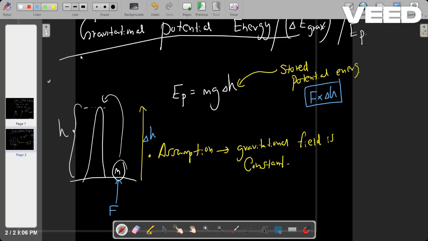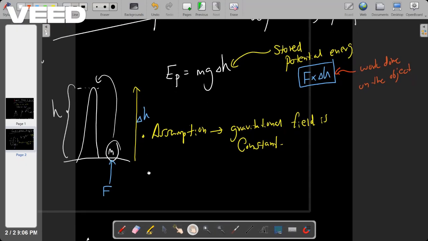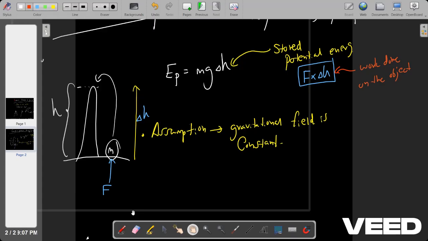So these are different interpretations. All these interpretations are correct. I am telling you these things because in the question they can ask you in different ways. The work done on the object is equal to the stored potential energy of the object. So in different ways they can ask the same thing in your question paper. The potential energy transfer.